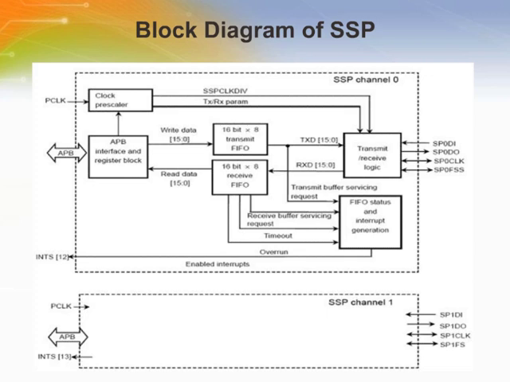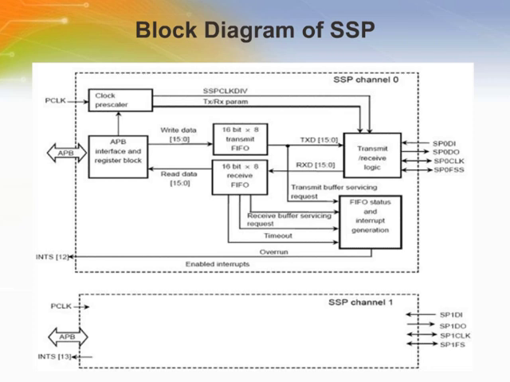The SSP performs serial to parallel conversion on data received from a peripheral device. The transmit and receive paths are buffered with a 16-bit wide, 8 locations deep, independent transmit first in first out and receive first in first out in transmit mode and receive mode respectively.